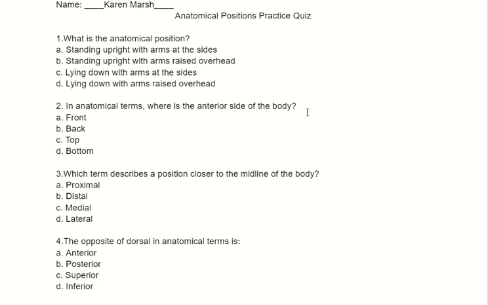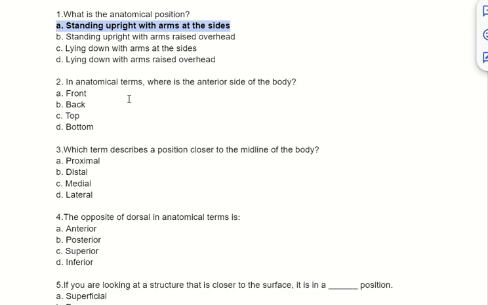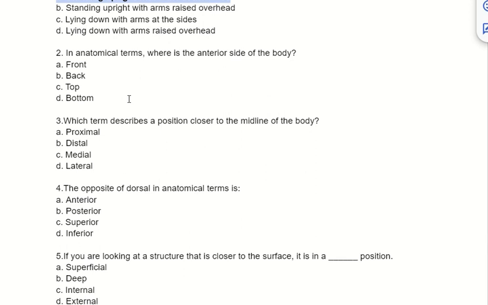So give a little bit of time to answer that. And if you said A, standing upright with arms at the sides, you would be absolutely correct, which makes a lot of sense, right? We want a position that's logical and that we can understand when we look at it and say, oh, okay, now we know what we're all talking about. Perfect. Number 2, moving on.